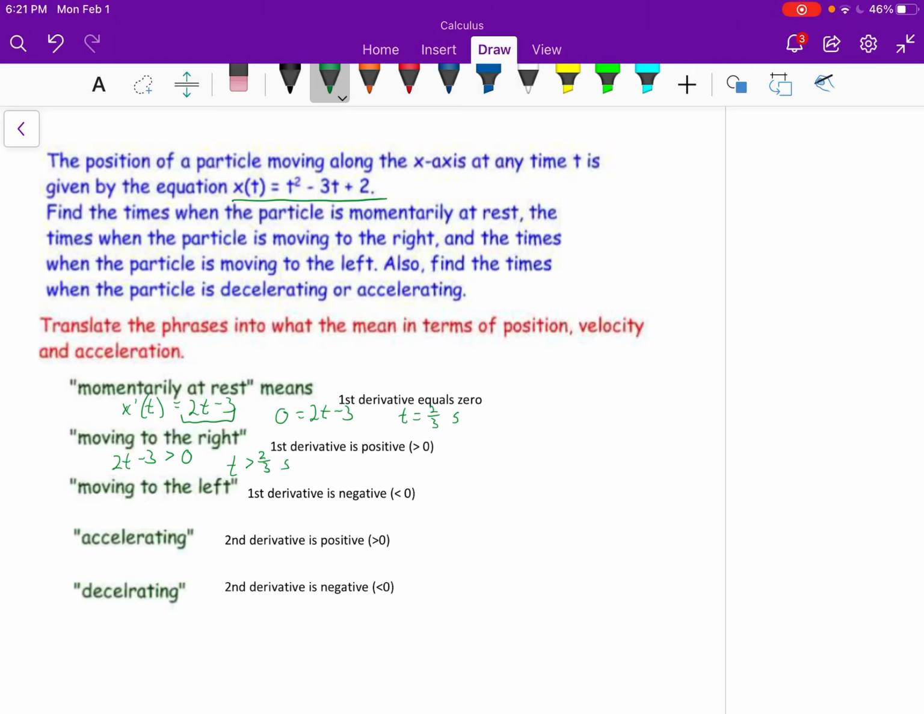When's it moving to the left? Well, it's moving to the left when the velocity is negative. So we would want when the velocity, which is 2t minus 3, is less than 0. Add 3, divide by 2. So when t is less than 2/3 seconds, it is moving to the left.